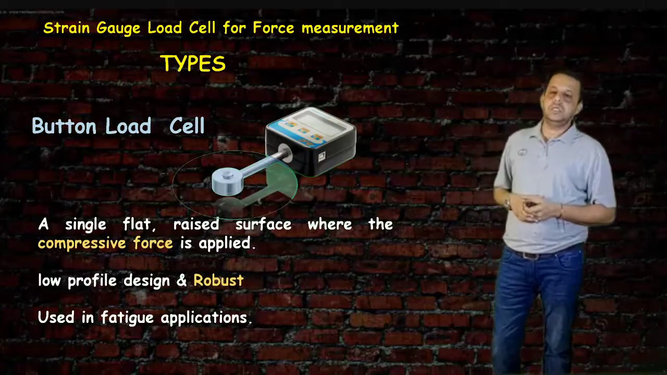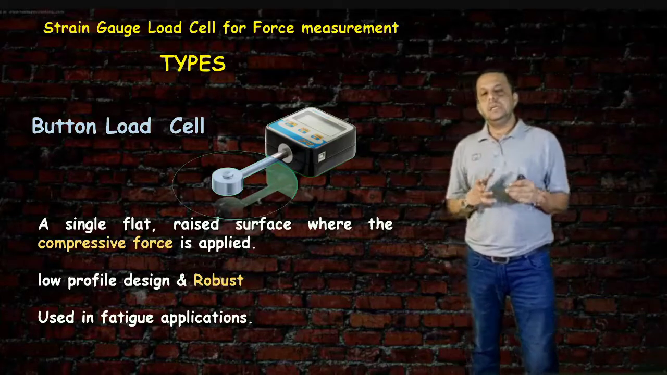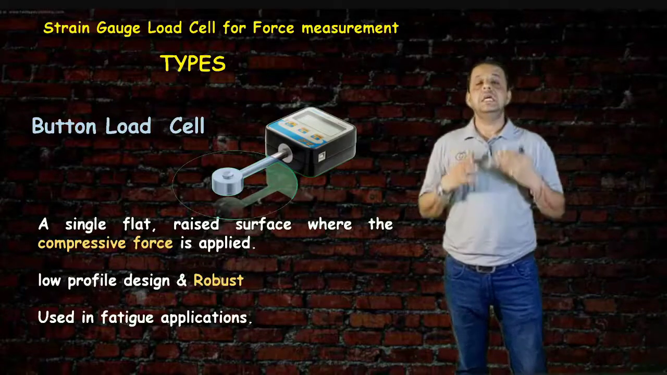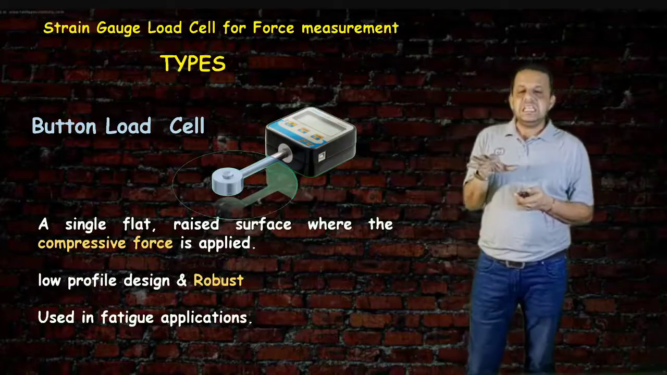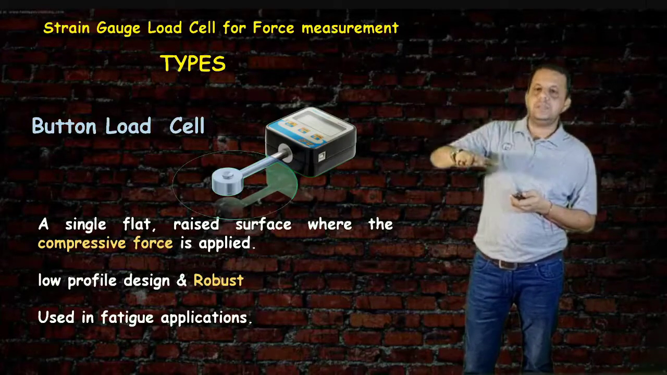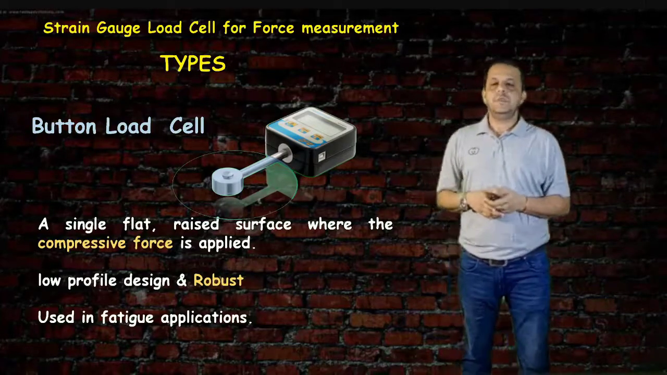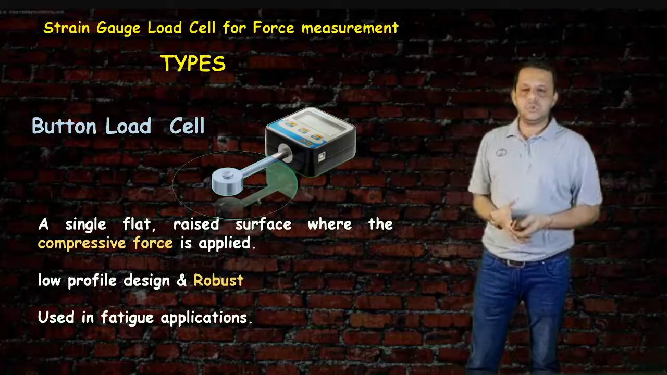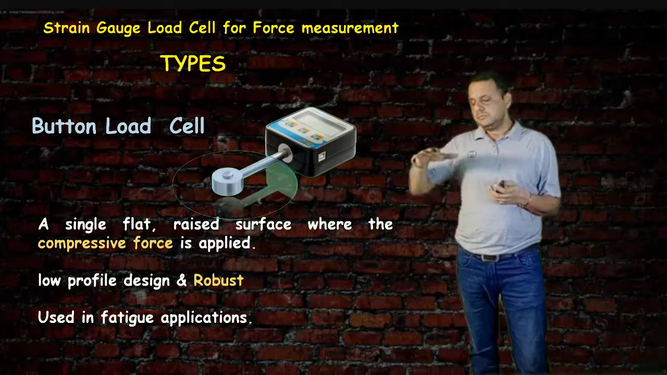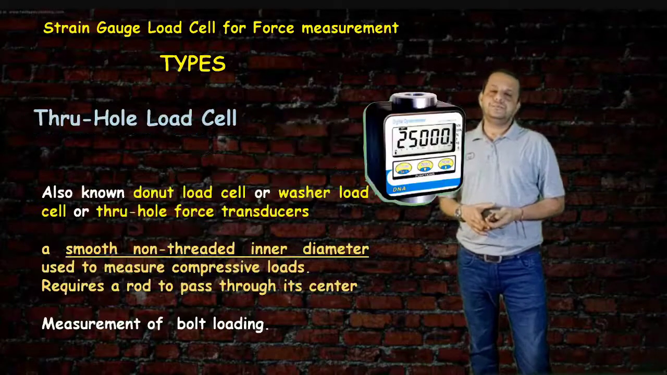Next one is the button load cell. I have circled that area, and being the latest technology, everything will have a digital readout, digital display. It is a single flat raised surface where compressive force is applied. So button load cells are basically in the category of compressive load cells. The low profile is very easy and robust, and used in package applications where you directly push the load and find out the amount of force.